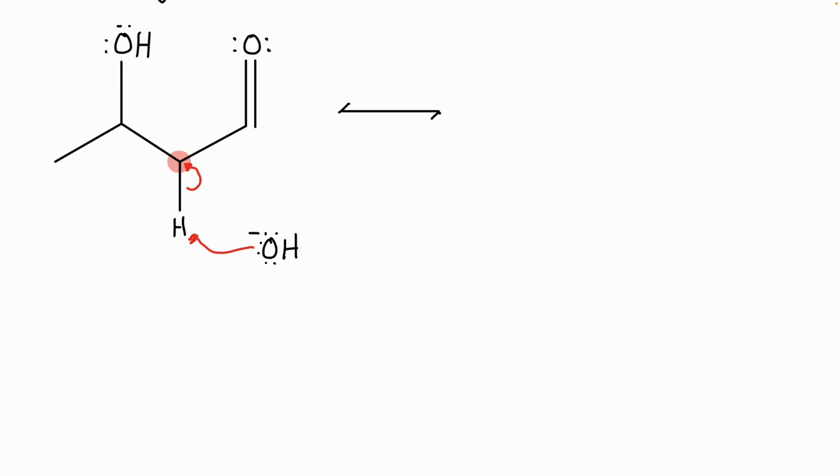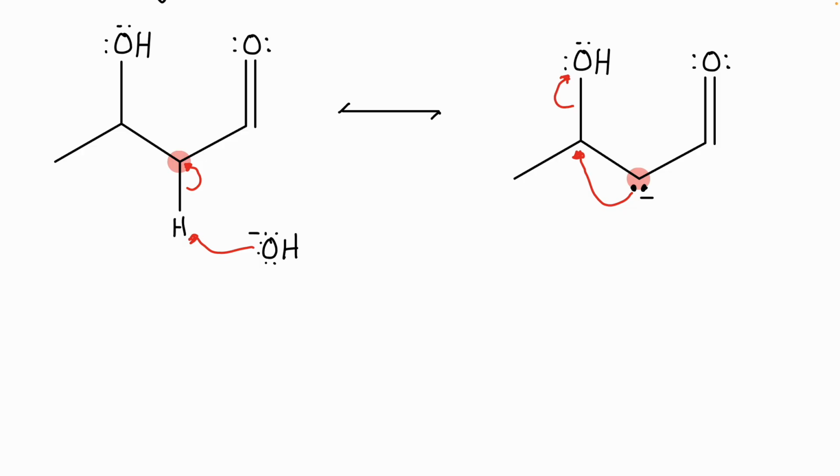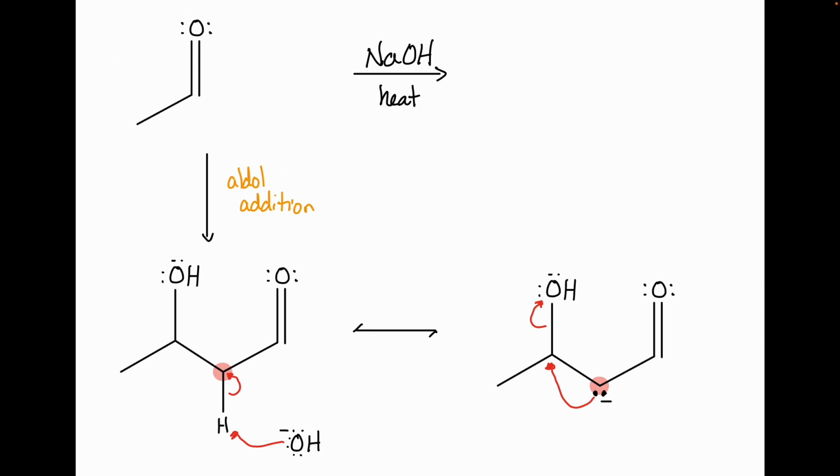Okay, so again, we have our carbon with its negative charge. But here's the big difference. It doesn't act as a nucleophile. Instead, this pair of electrons comes down and kicks off this hydroxide as a leaving group. So everybody take a second. Following my electron pushing arrows, what is the product of this aldol condensation reaction?